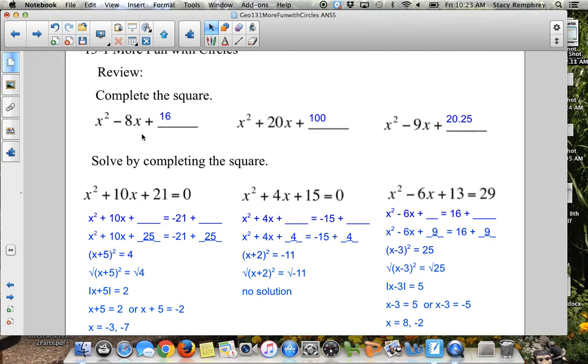Again, we went more in depth in class, but it's basically half of this middle number, and then you square it. So half of 20 is 10, you square it. Half of negative 9 is 4.5, you square it.